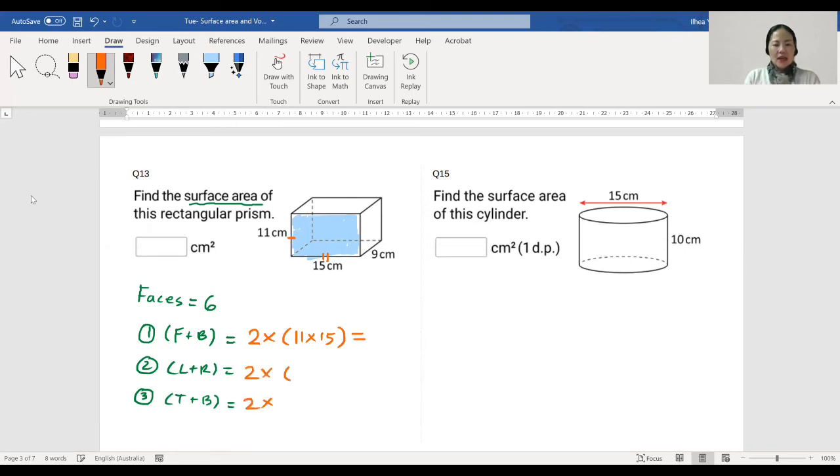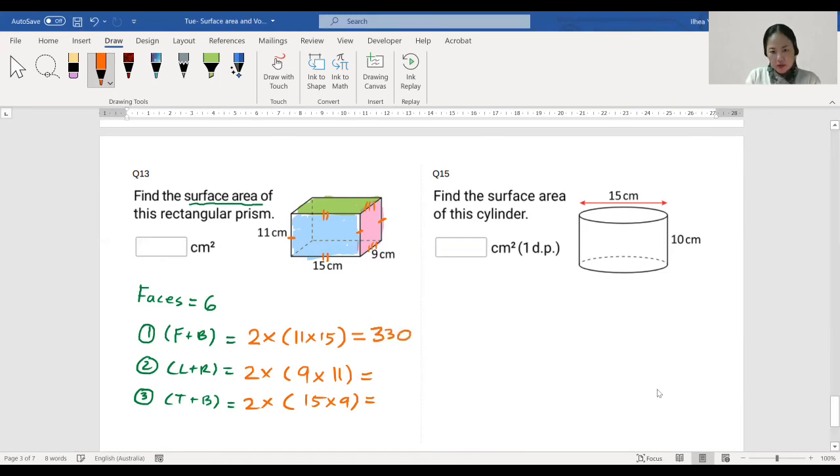Okay. The left and right. So that'll be my right. So what will be my measurement for my right? 9 times 11. Good. Top and the bottom, that's my top. Okay. So what will be my measurement? 2 times 15 times 9. Excellent.